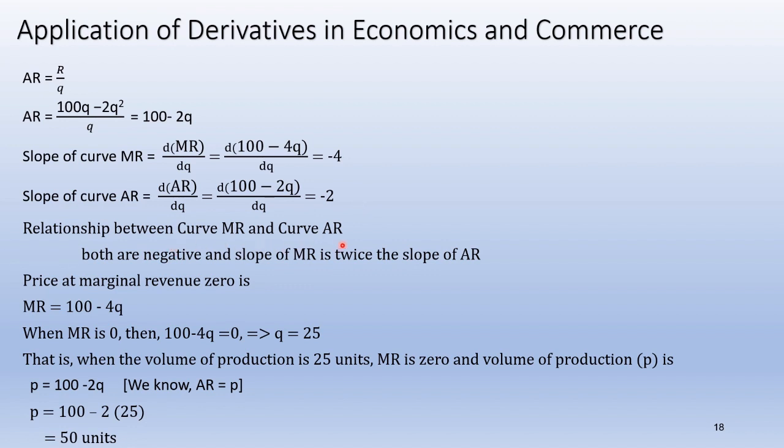Relationship between curve MR and curve AR. Both are negative and slope of MR is twice the slope of AR. Price at marginal revenue 0: MR is equal to 100 minus 4Q. When MR is 0, then 100 minus 4Q is equal to 0. This implies Q is equal to 25. That is, when the volume of production is 25 units, MR is 0 and price P is equal to 100 minus 2Q. We know AR is equal to P. P is equal to 100 minus 2 times 25 is equal to 50 units.